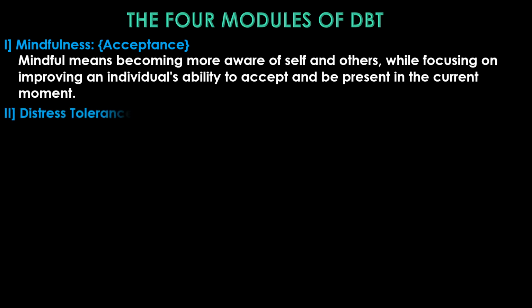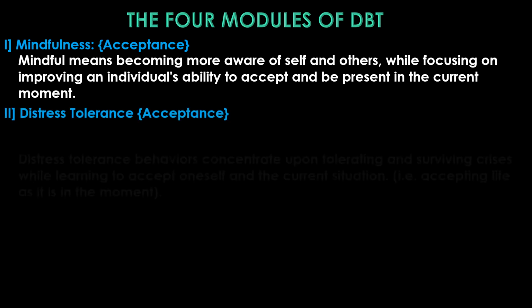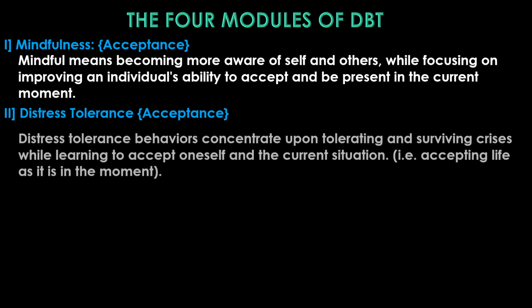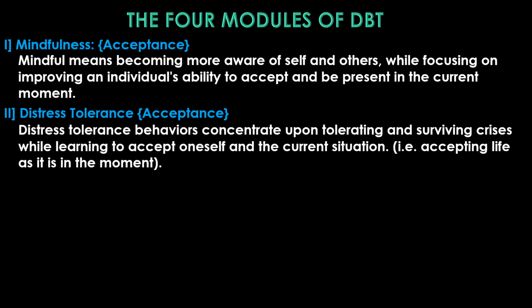Number 2 is distress tolerance, also under acceptance. Distress tolerance behaviors concentrate upon tolerating and surviving crises while learning to accept oneself and the current situation. In other words, accepting life as it is in the moment.